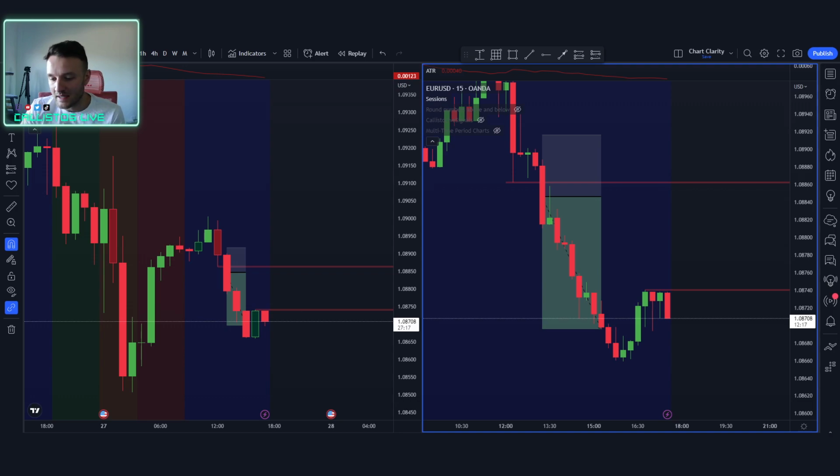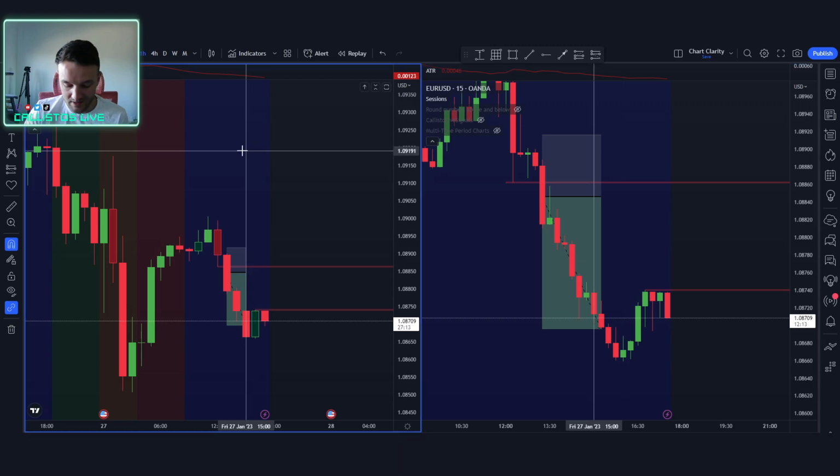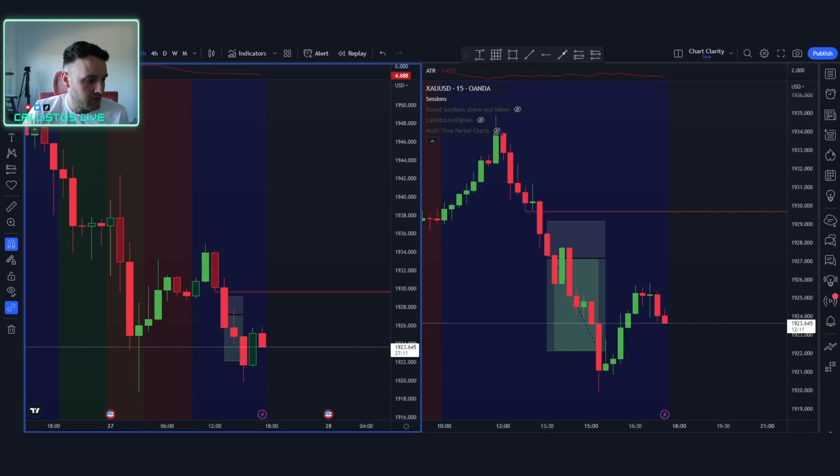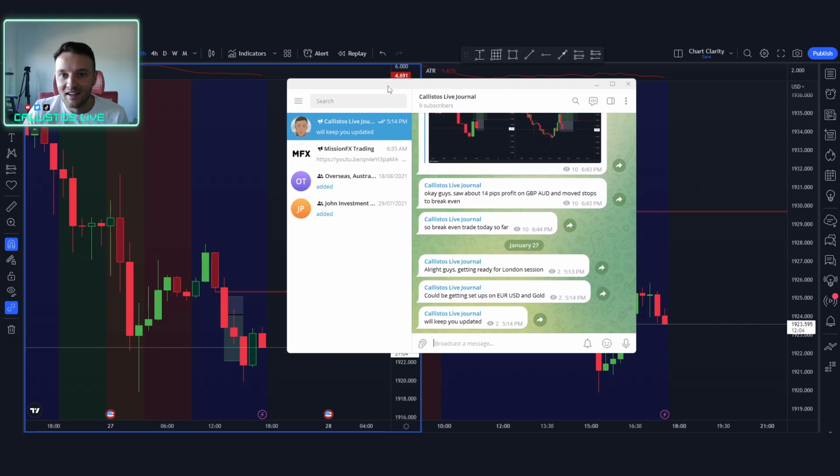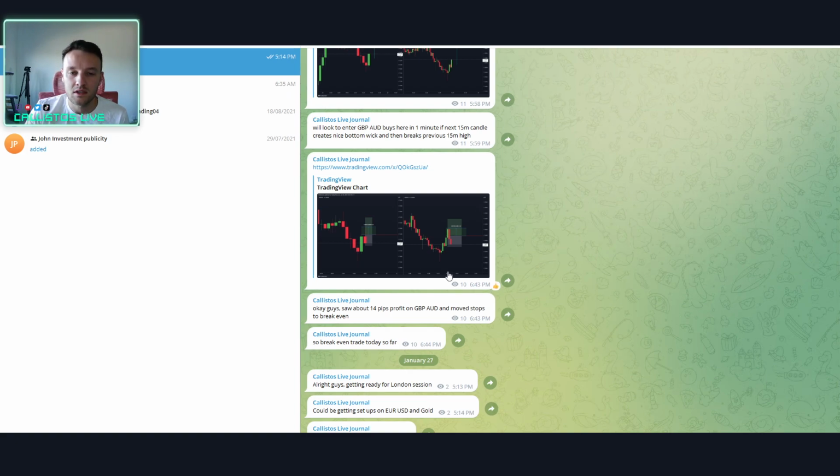This is going to be a quick one today, just going over yesterday's trade. If I bring up the Telegram real quick, got 9 people in here now, very nice. So you can see, I know it wasn't USD JPY, sorry, it was GBP AUD, right?